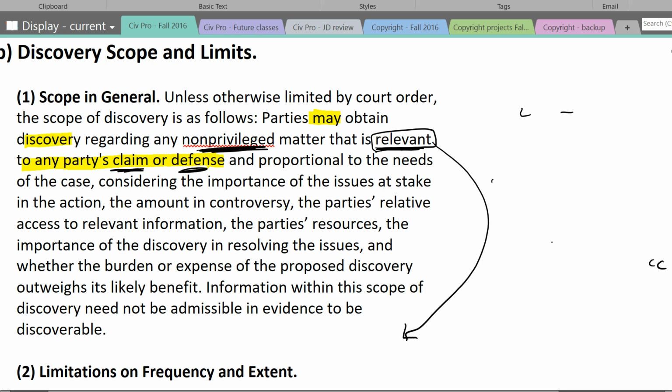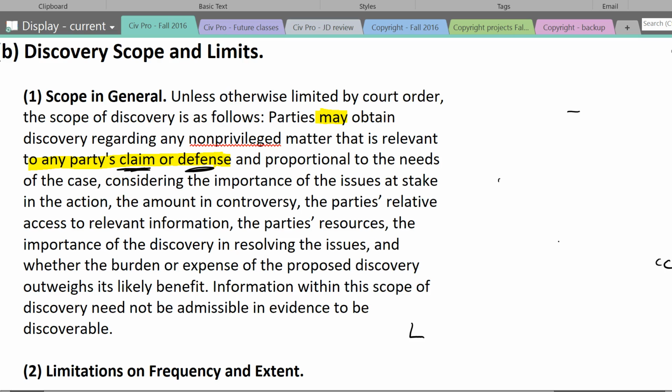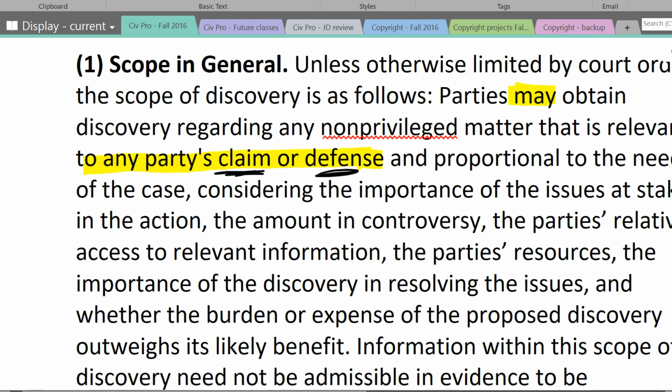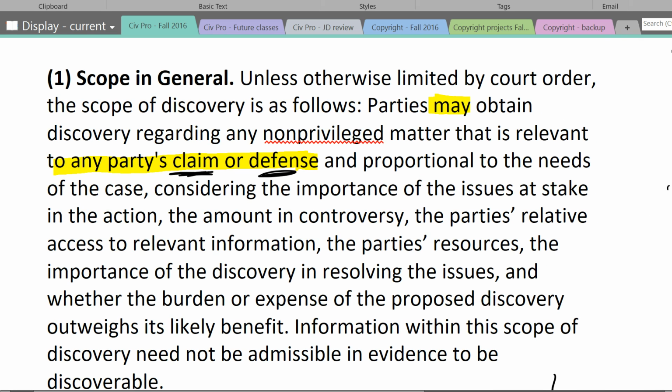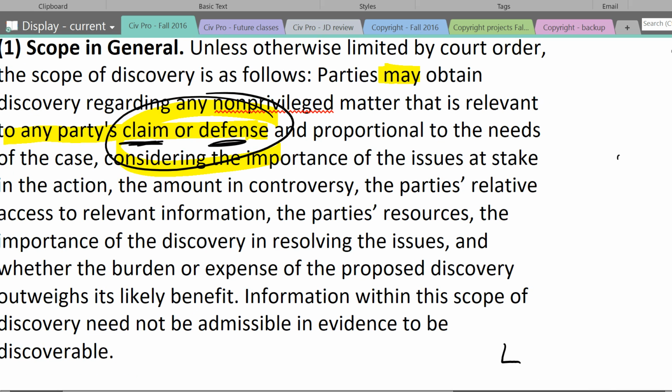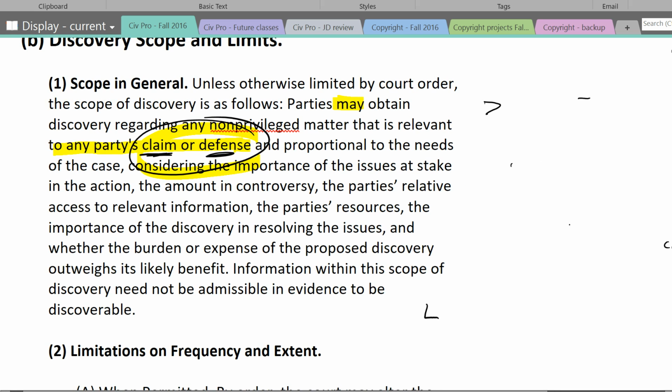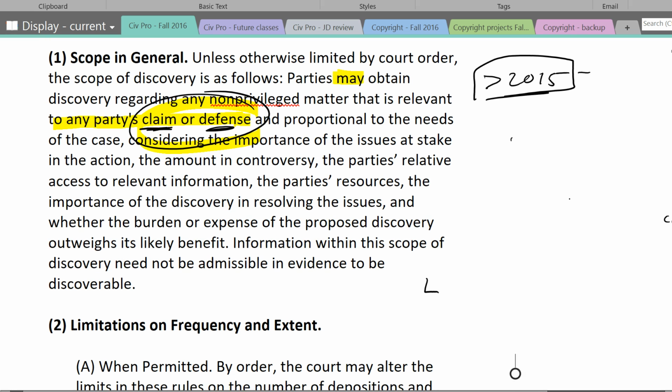Now, let me briefly comment on the phrase relevant to any party's claim or defense. That's interesting, because what we see here is what's called discovery as a matter of right. Generally speaking, stuff that's relevant to a claim or defense is obtainable as a matter of right, subject to some limitations. Prior to 2015, there was language in there that also said that you could broaden the scope of discovery upon court order if it was relevant to the case.